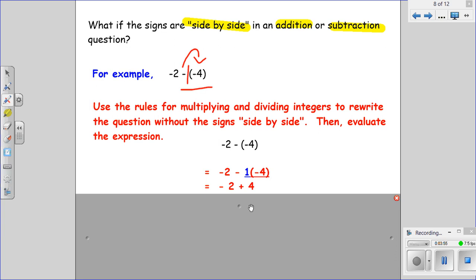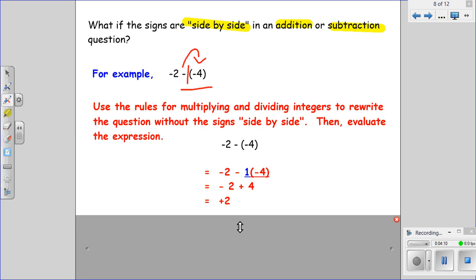So now I have -2 + 4, two integers, opposite signs. I'm combining them. I subtract the digits, so 4 take away 2 is 2, and I keep the sign of the larger digit, which is the 4, so it's a +2.